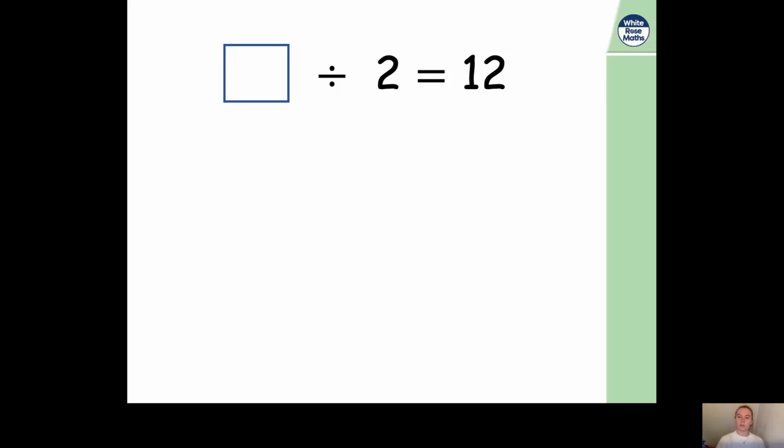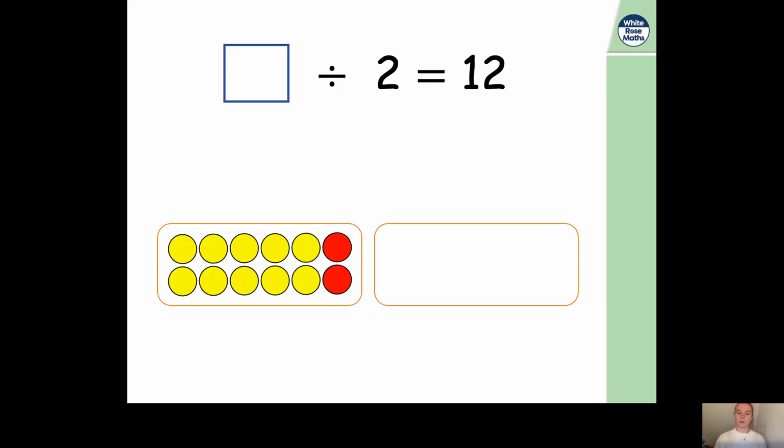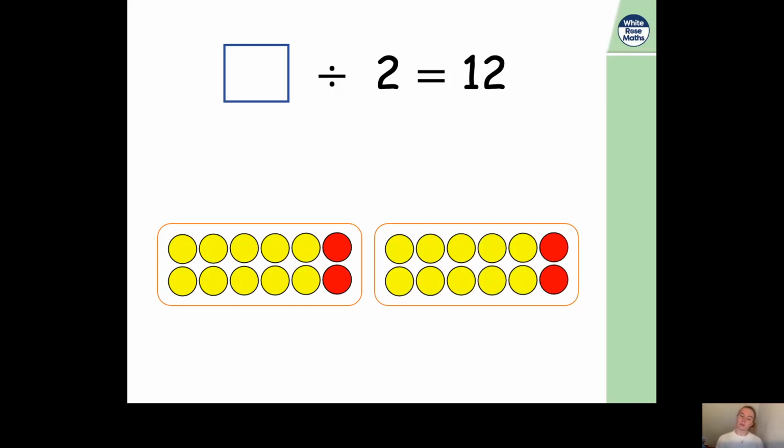Now we can also do this by thinking about sharing. So we're going to start with the first number. We need to have them in 2 groups, and there needs to be 12 in each group. So here you go, here's our 2 groups. We need 12 in the first group, 12 in the second group, then you can add the 2 groups together and it will give you 24 as well.